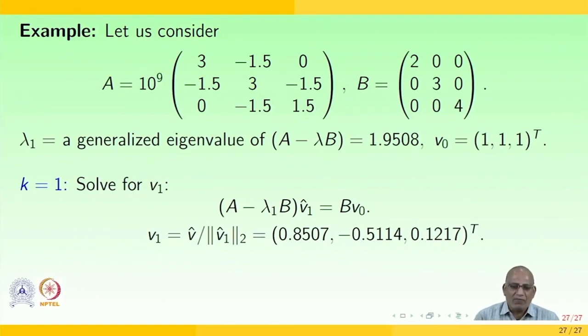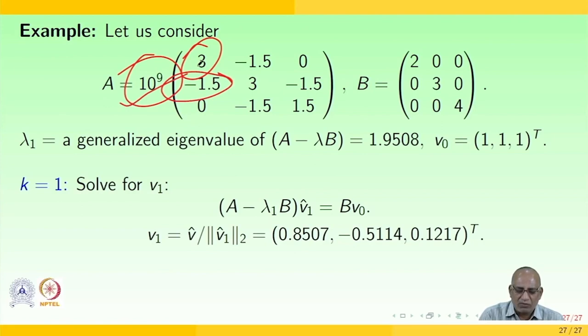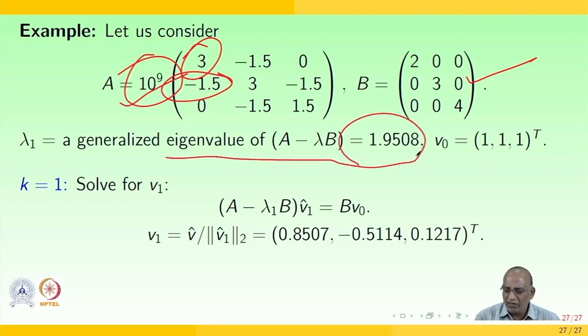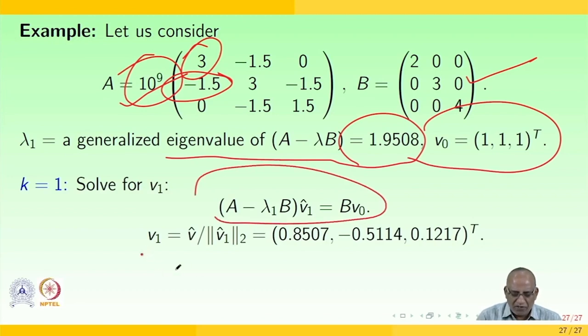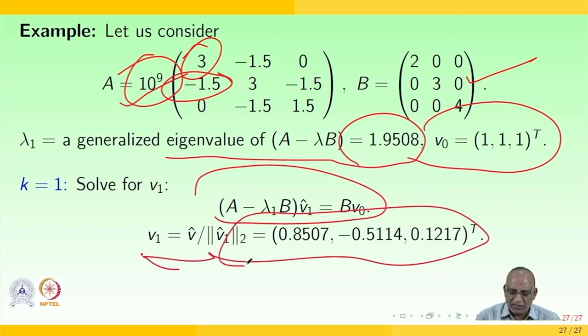We can see from this example, this matrix with bigger values is multiplied with the bigger values, while the small B matrix is multiplied with smaller values. So lambda 1 is a generalized eigenvalue of A minus lambda B, that is 1.9508, and v0 is equal to this value. For k equal to 1, solve for v1, that is (A minus lambda 1 B) v1 is equal to B v0. Then v1 will become v1 upon norm of v1. So this will become like this.